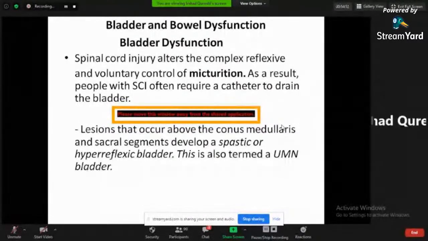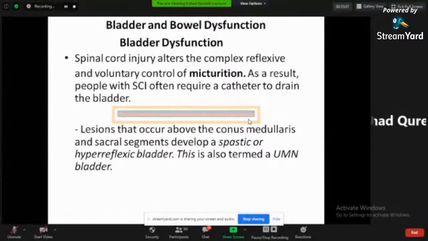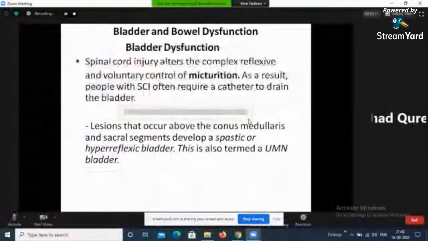First we'll discuss the bladder dysfunction. I think in the previous session Dr. Suresh sir discussed this topic, because he was telling me, so I'm not going to talk a lot about it. Spinal cord injury alters the complex reflexive or voluntary control of micturition. As a result, people with spinal cord injury often require a catheter to drain the bladder.